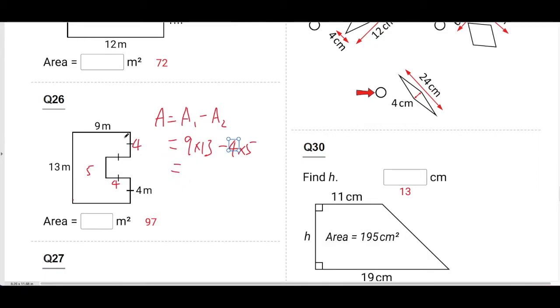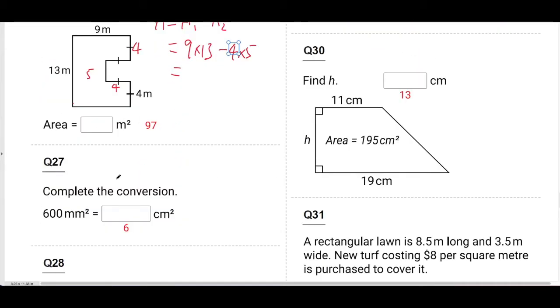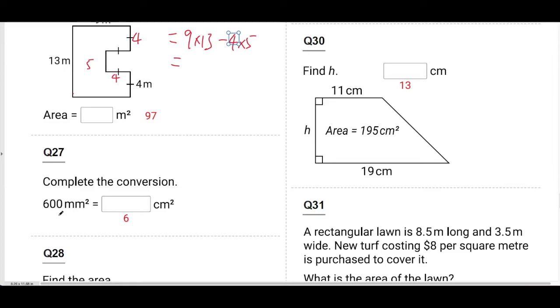So okay, 26 is kind of hard. Well, not really. Question 27. 600 square millimeters is how many square centimeters? Now remember, this is not the same question as asking 600 millimeters is equal to how many centimeters. Okay, this is a different question, and I think some of you treated this question the same as this question. Now remember, this is square centimeters, right?